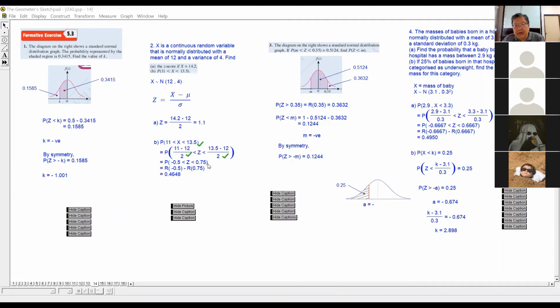So this problem you can use a calculator. I prefer to use R. You may want to use P, it's up to you. So if I use R, I use the smaller value minus the bigger value. So type inside the calculator. So the answer is 0.4648.